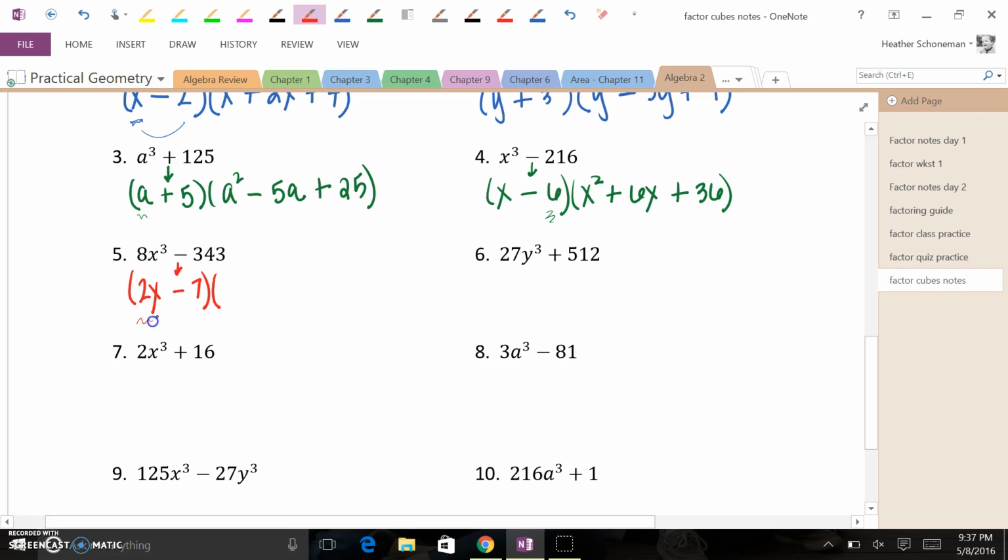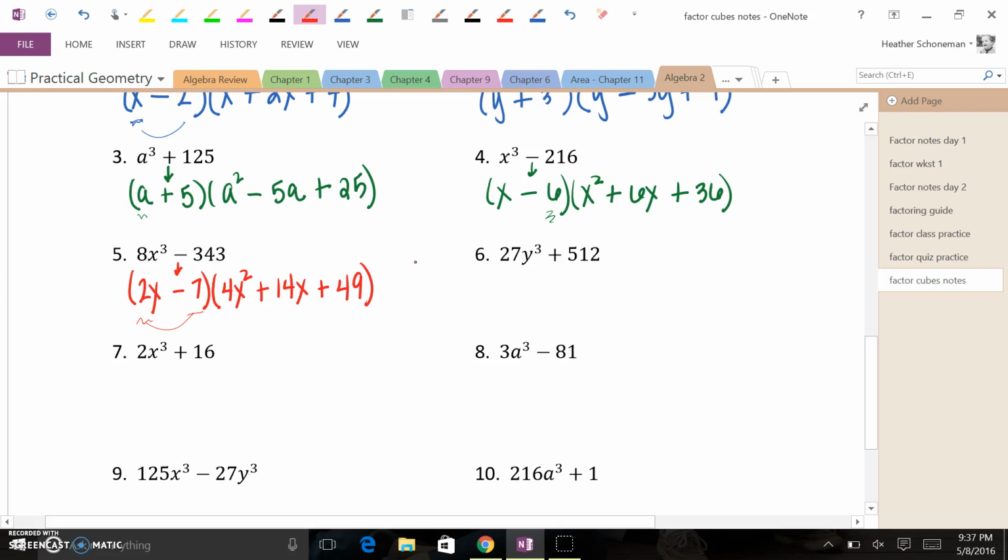Now I have to square 2x. Well, I square 2x, 2 squared is 4, so I get 4x squared. Change the sign, now it's a plus. Multiply the two things together. 2x times 7 is 14x. The last sign is always a plus. Now I'm going to square the last one. 7 squared is 49. And we're done.